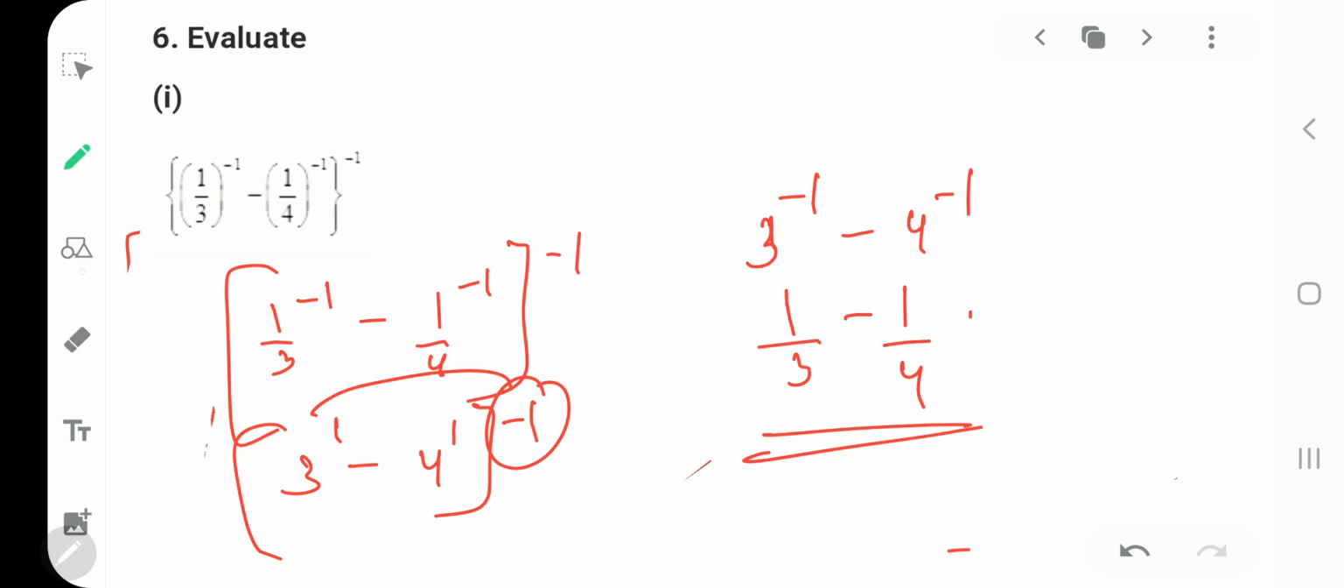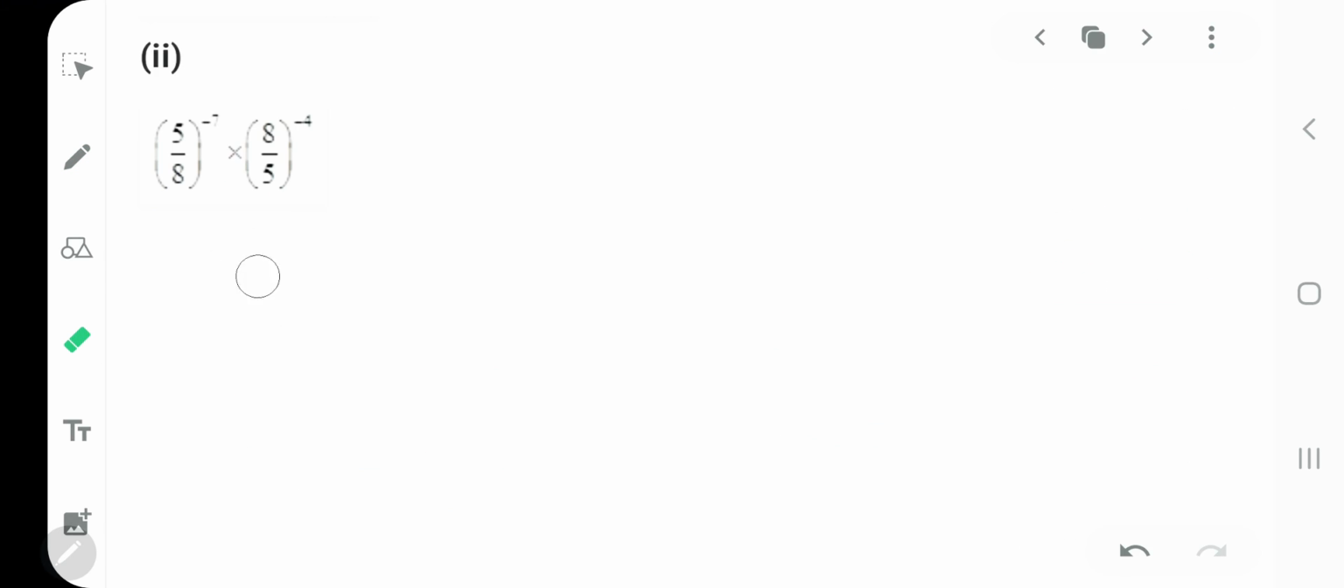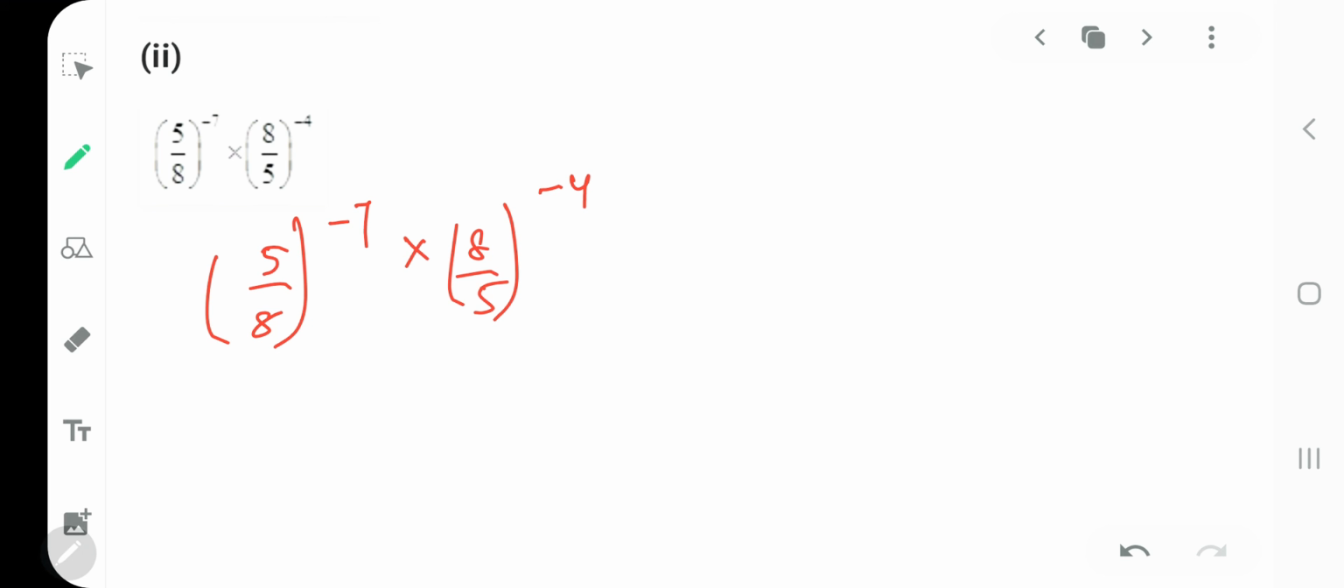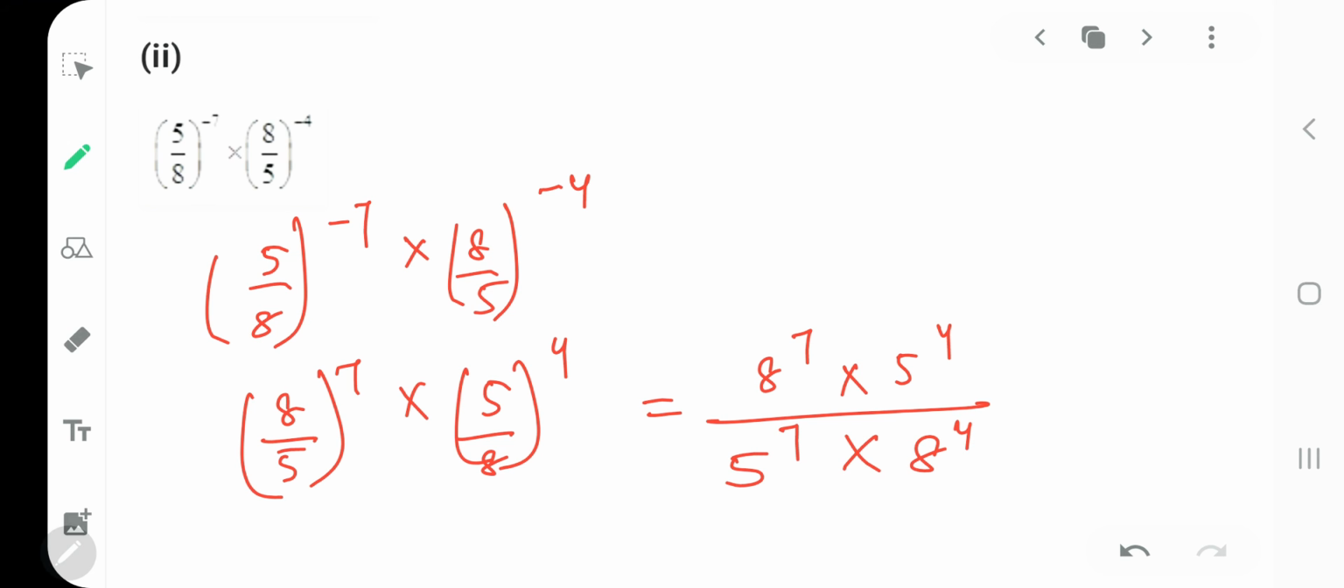Okay. Next we have 5 upon 8 minus 7 into 8 upon 5 minus 4. My dear kids, both the exponents are negative. To make them positive, you have to reciprocate. And that will be something like this. That means 8 is for 7 times here, 5 is for 4 times here, and down 5 is for 7 times here, and 8 is for 4 times here. Because this 4 is for 5 also, 8 also, this 7 is for 8 also, 5 also.